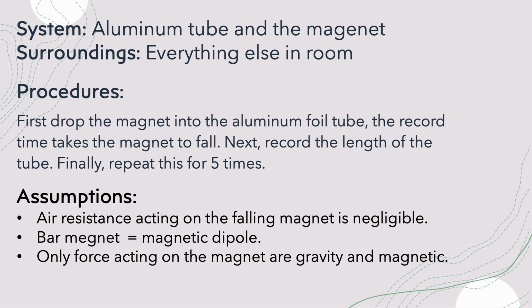Then we have some assumptions. First, air resistance acting on the falling magnet is negligible. Second, the bar magnet is equal to a magnetic dipole. Last, the only forces acting on the magnet are gravity and the magnetic force.